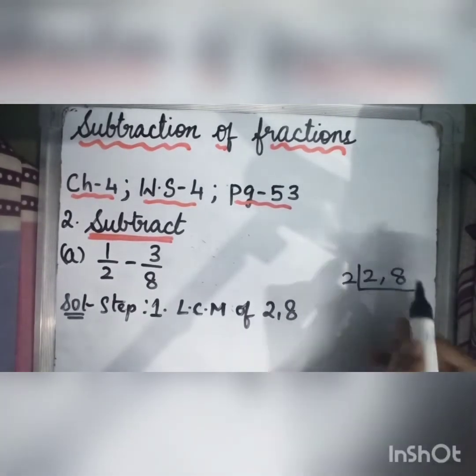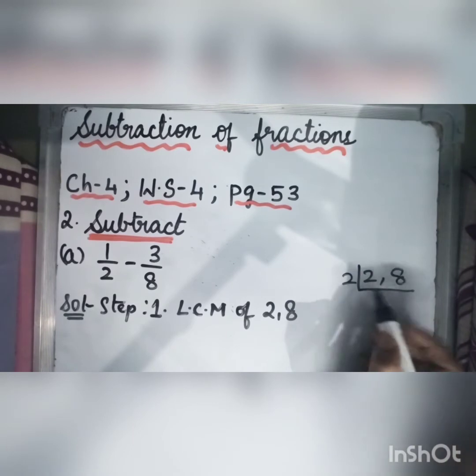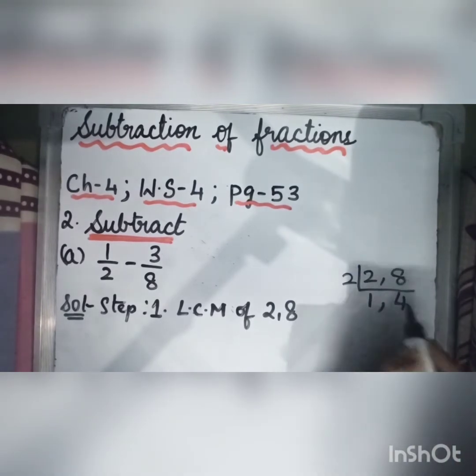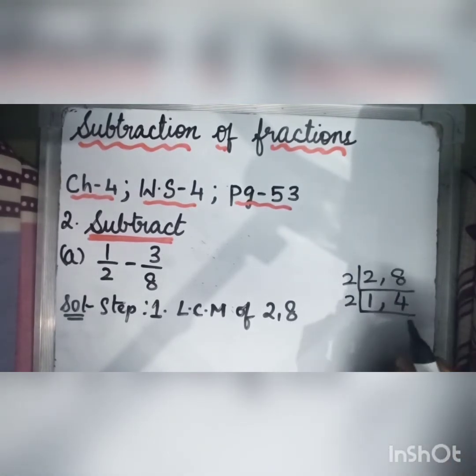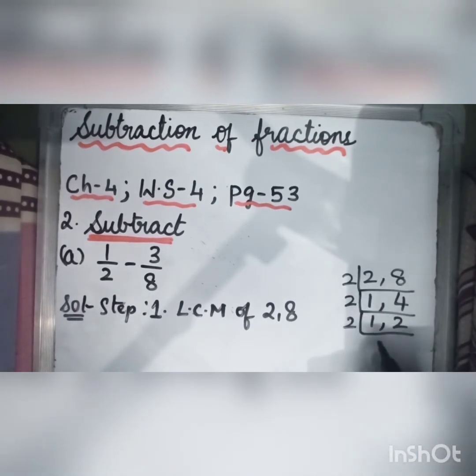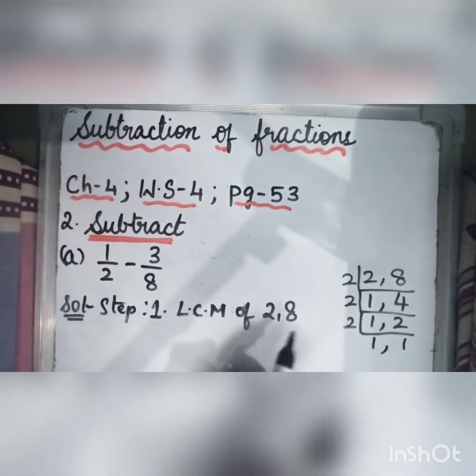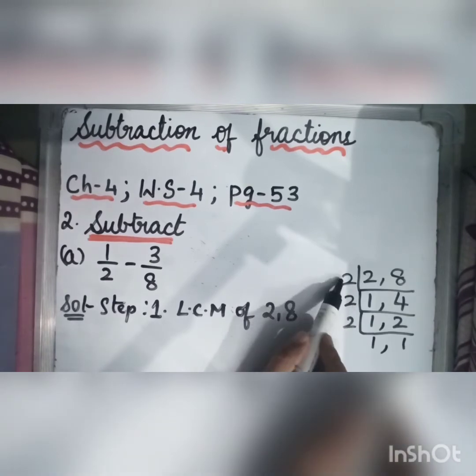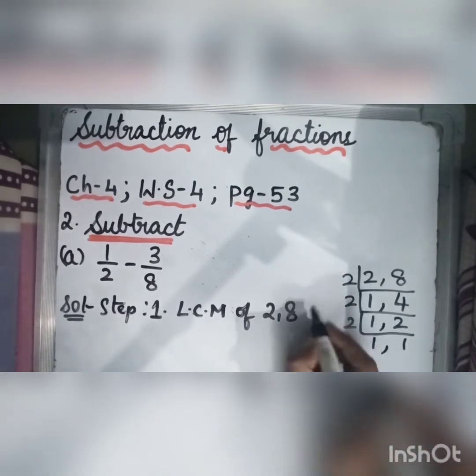Divide 2 and 8 by 2. 2 ones are 2, 2 fours are 8. Again divided by a prime number, that 1 remains the same, 2 twos are 4. Again divided by a prime number, that is 2. 1 as it is, 2 ones are 2. Once you have ones in the factors, you can stop doing the prime factorization. Now the LCM of 2 and 8 is 2 into 2 into 2, that is 2 into 2, 4, 4 into 2, 8.